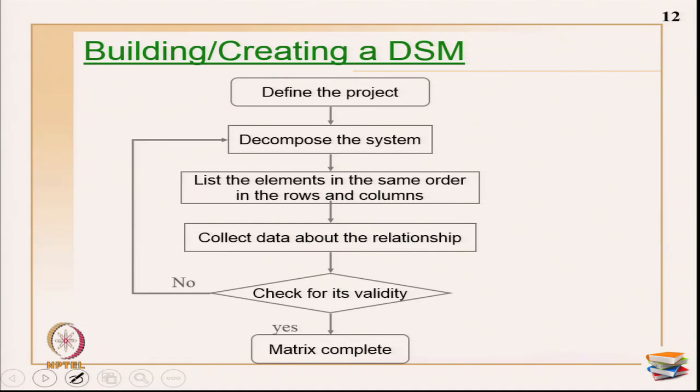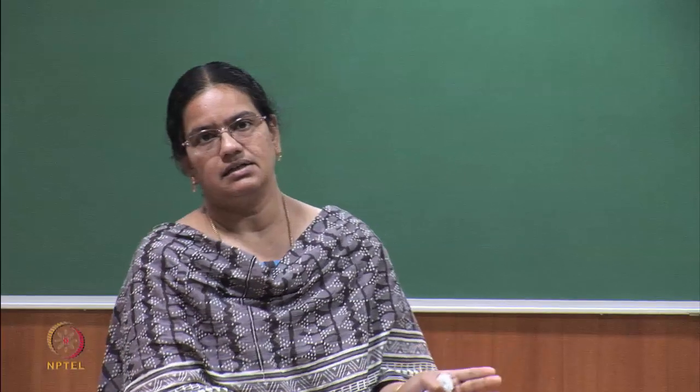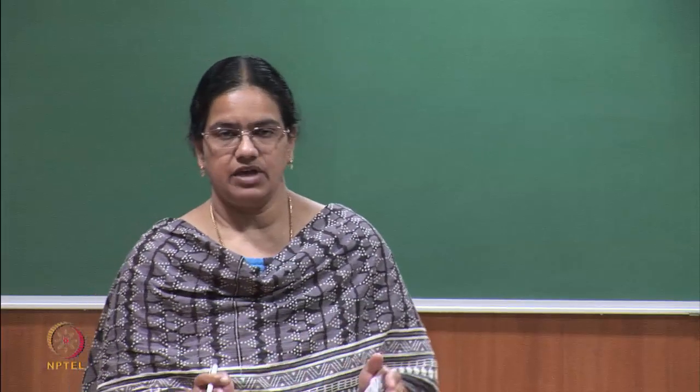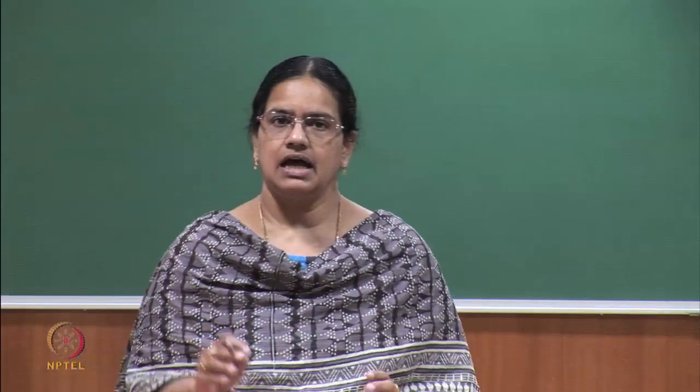Now, in defining the scope and decomposing the system, I can stop at various levels. In the previous example I stopped at the activity level. In the next example I will show you how to form a team DSM or a component DSM using the same methodology. Whatever level you have stopped at, whichever type of DSM you want to form, you can decompose the elements in the same way, list the elements in the same order, collect data on relationships, and go ahead with the matrix formation.